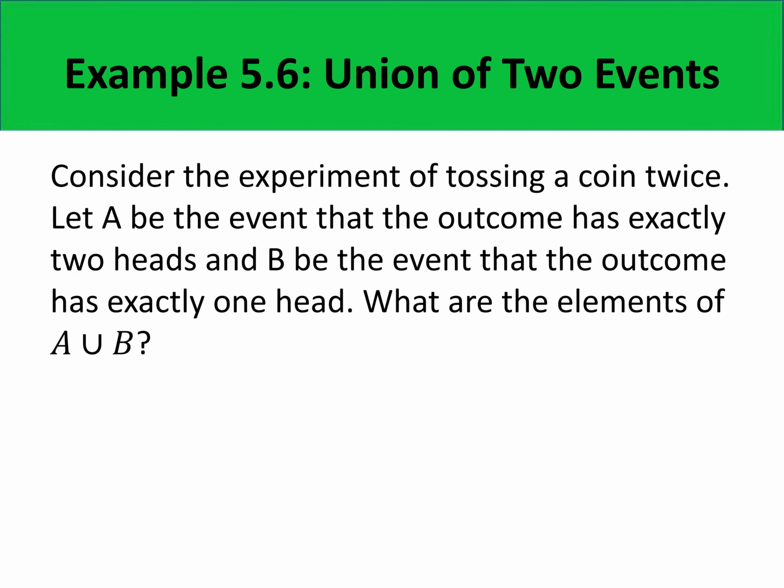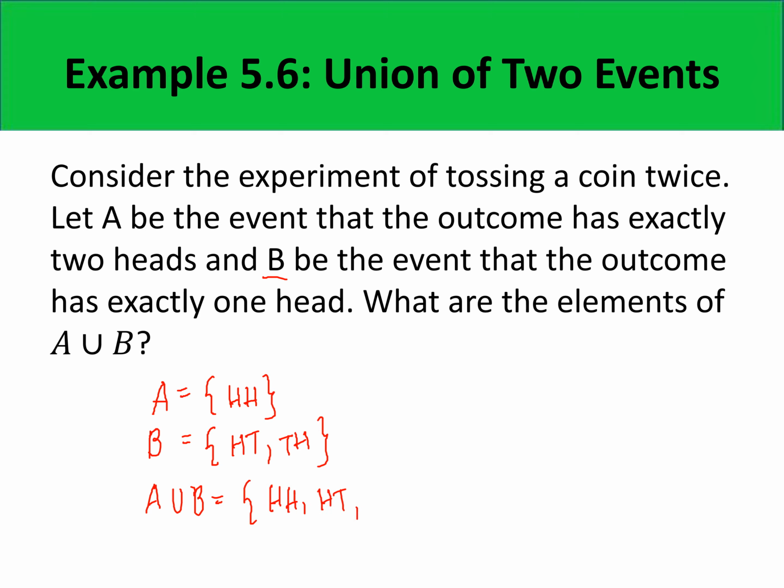For example, let us consider the experiment of tossing a coin twice. In tossing a coin twice, the elements are head-head, head-tail, tail-head, and tail-tail. Thus, it contains four elements. Now, let capital A be the event that the outcome has exactly two heads. So, in this case, event A contains the element HH or head-head, while event B be the event that the outcome has exactly one head. So, in this case, event B contains the elements head-tail and tail-head. So, therefore, the elements of the union of A and B would be the set containing head-head, head-tail, and tail-head.